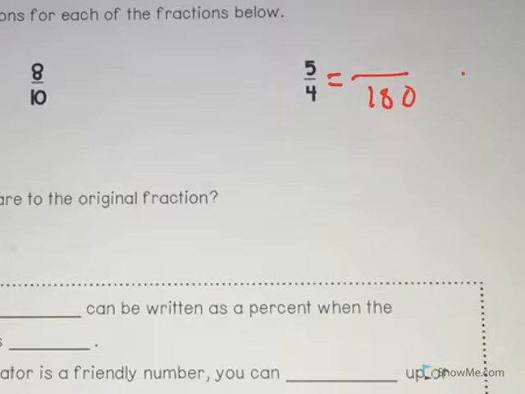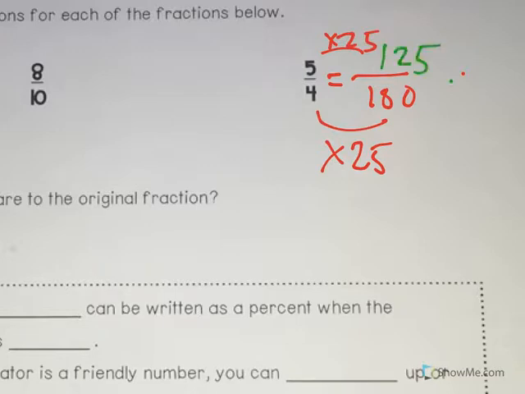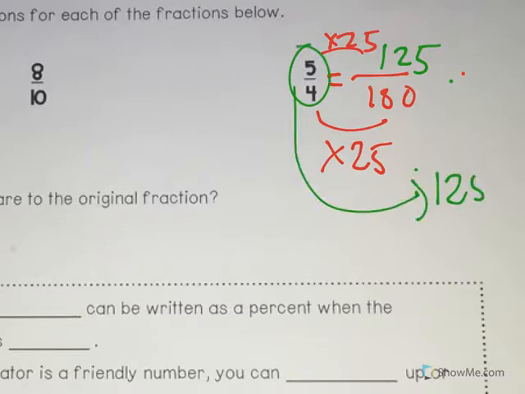4 times what will get us to 100? Of course we know 4 times 25 will get us to 100. So what we do on the bottom, we do on top. 5 times 25, well, if you know your math really well, you know that's 125. So this is 125%.